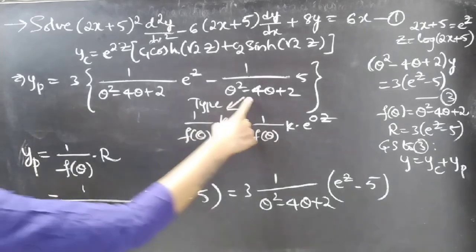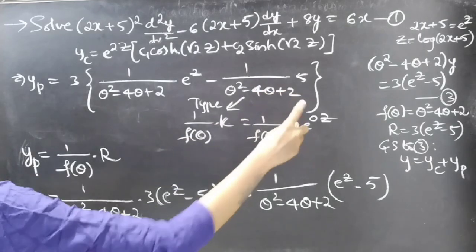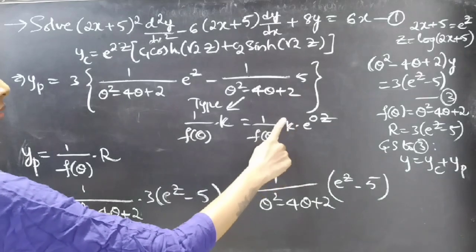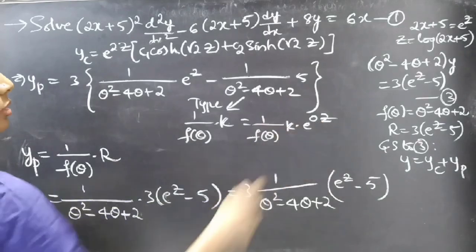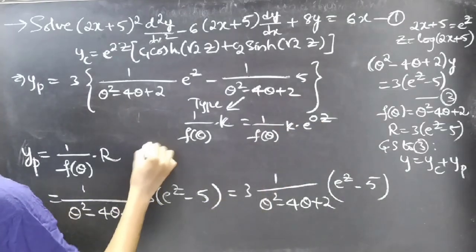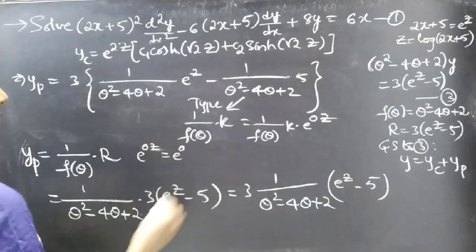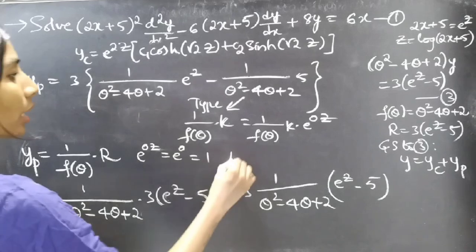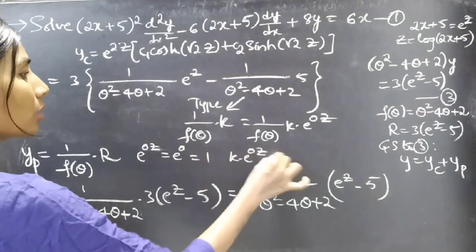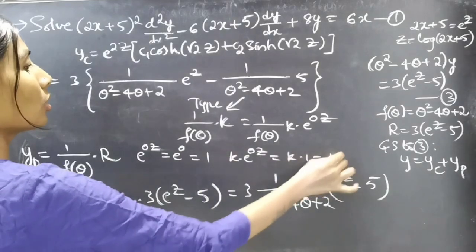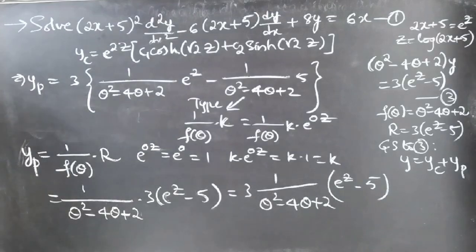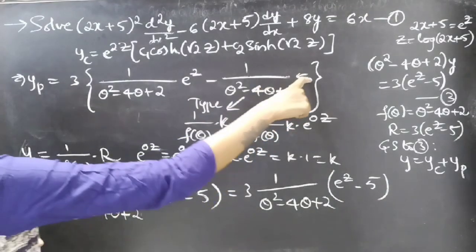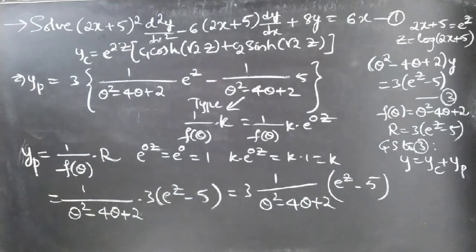Since this is a 1 by f of theta into k type, we can just write this as 1 by f of theta into k into e power 0 z, since e power 0 z equal to e power 0. Since e power 0 equal to 1, we'll get 1, right? So k into e power 0 z becomes k into 1, which is again k. So we'll write this 5 as 5 into e power 0 z in the next step.